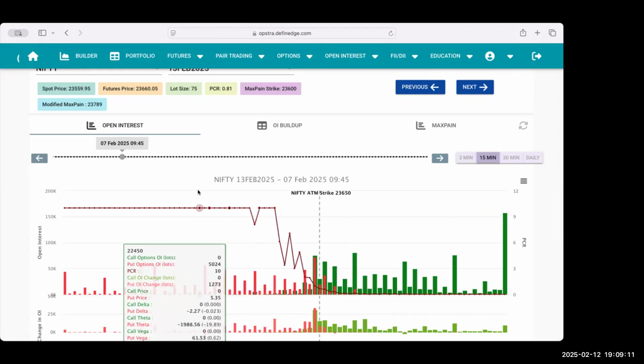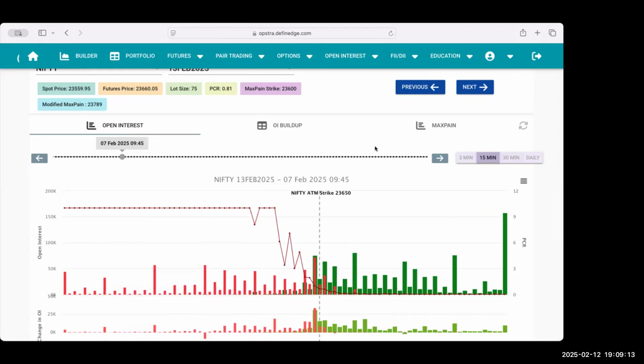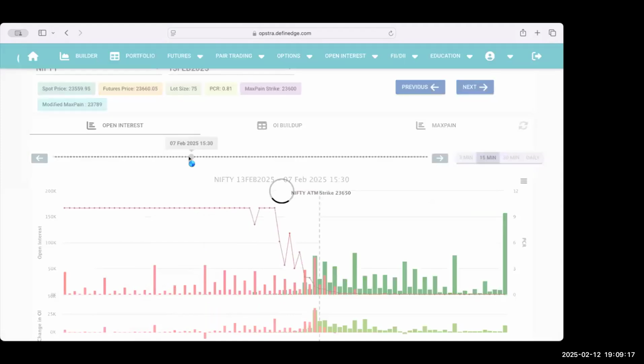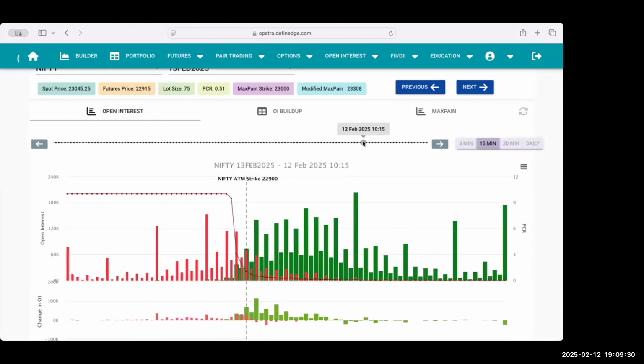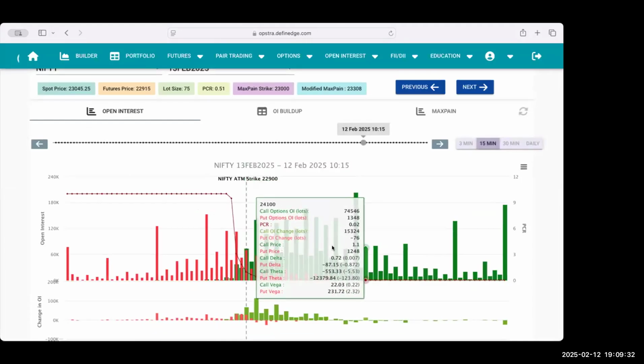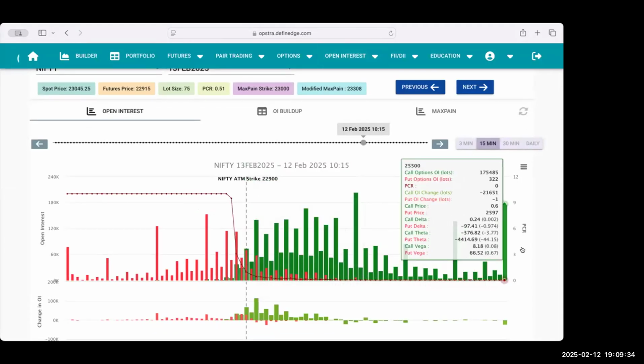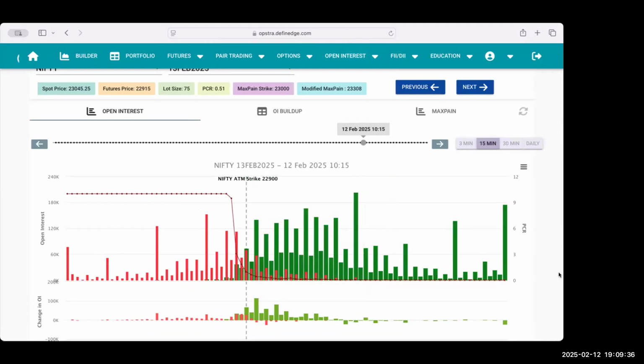Then it recovered. Where did it recover? Let's see. Somewhere here, sorry, 15:30. Today's data I need to see. Today is the 12th, so on the 12th, in the morning around 10:15, this was the data. That is why Nifty dropped big time. Correct? Heavy call writers, heavy.